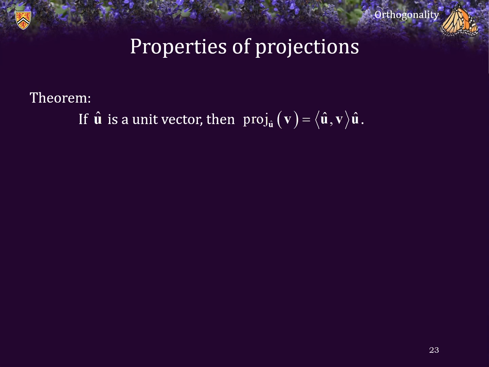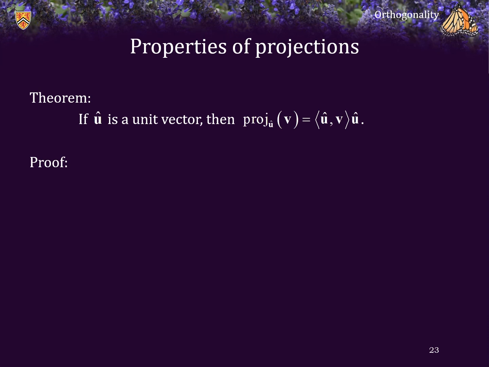Next theorem. If u cap is a unit vector, then the projection of v onto that unit vector is just equal to the inner product of v and that unit vector multiplied by the unit vector. Basically, what this means is we can do the calculation with one fewer inner products.